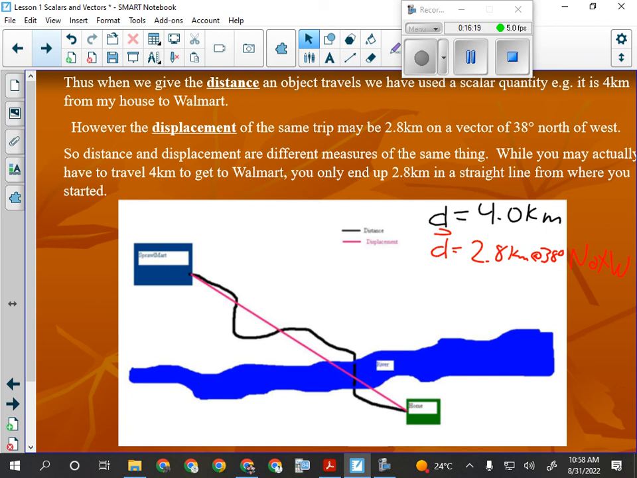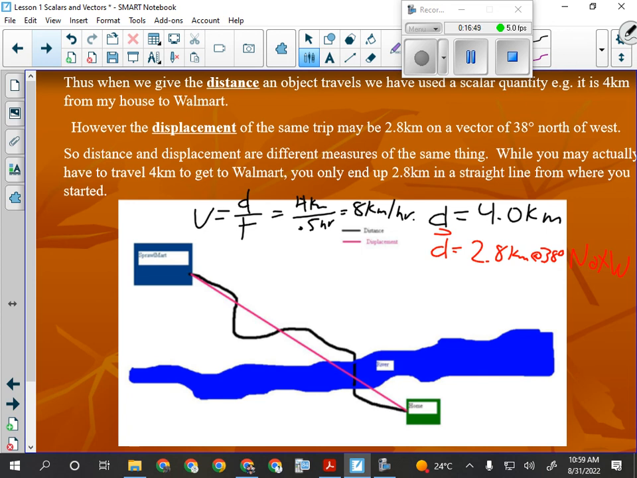Now, let's say that that trip takes me a half an hour. What's my speed? How fast am I going? I walk 4 kilometers in a half an hour. 8 kilometers per hour. That would be my speed. Speed is distance divided by time. 4 kilometers divided by 0.5 hours is 8 kilometers per hour.